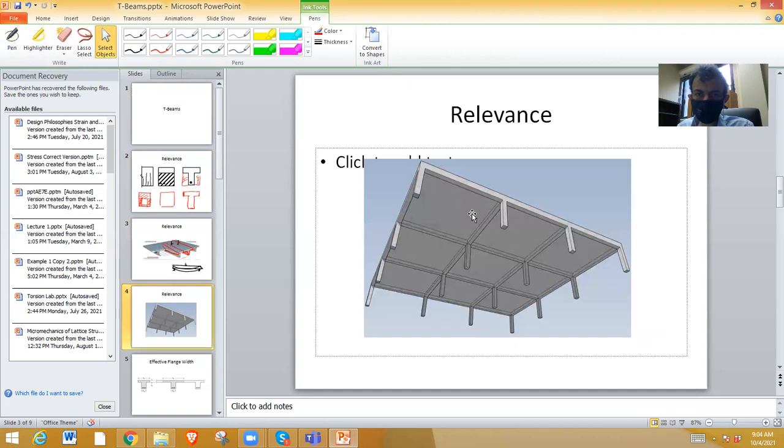Similarly, in a most common box frame, I just wanted to show how it will act. So you can see the beams here. If you take the cross section, that is a T section. So they act as T-beams.